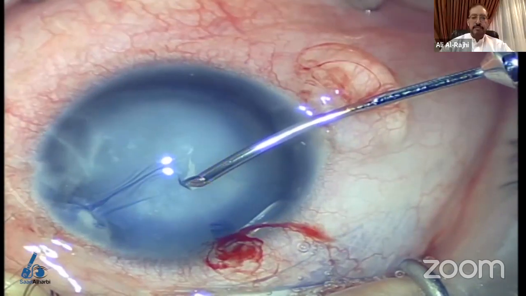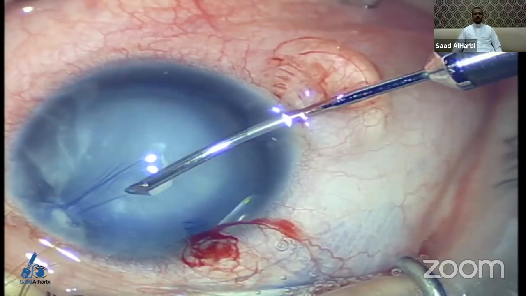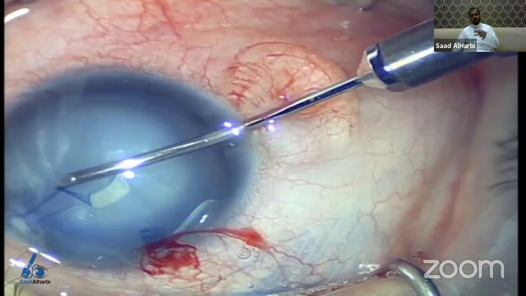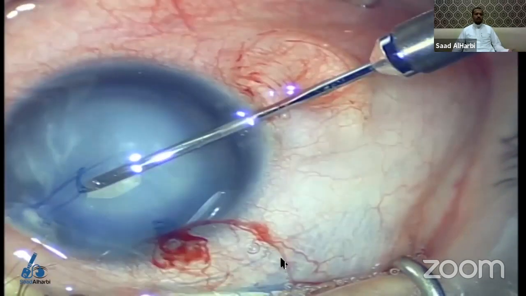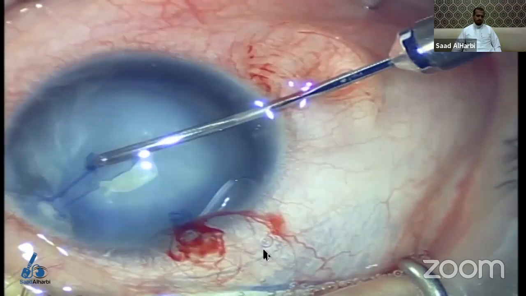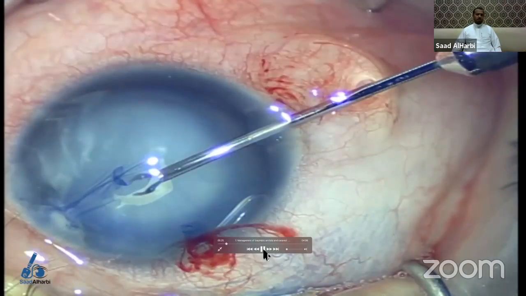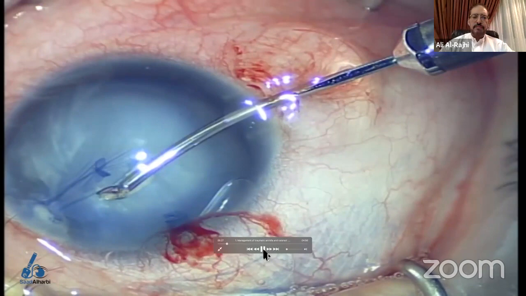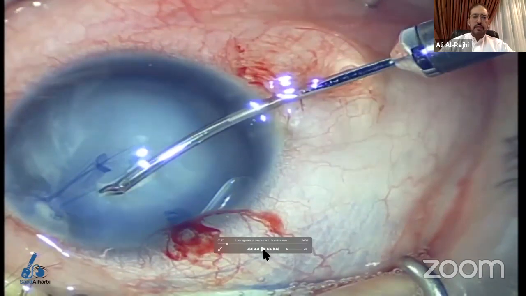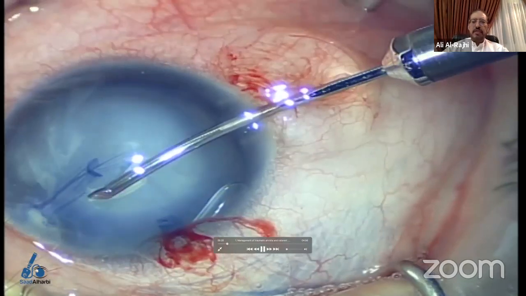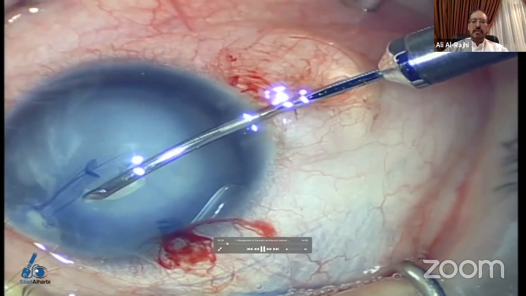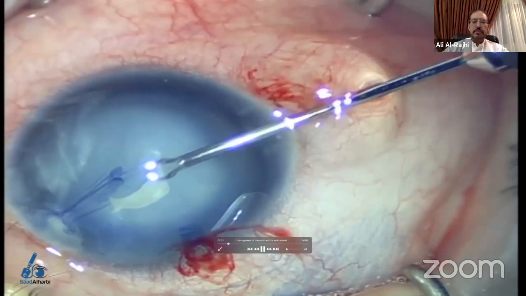Yes. Okay, so what type of stain? Because we're hearing that the trypan blue will weaken the capsule in such cases. What type of stain will you use in these cases? I'll use VisionBlue, trypan blue. The green, I don't use it, but I don't find any other stain that is better than trypan.